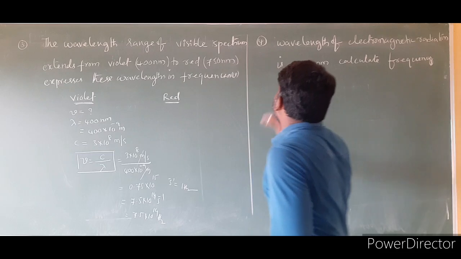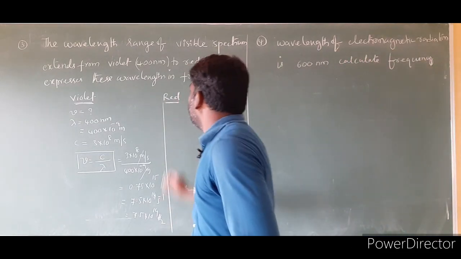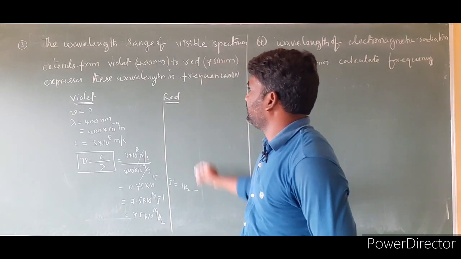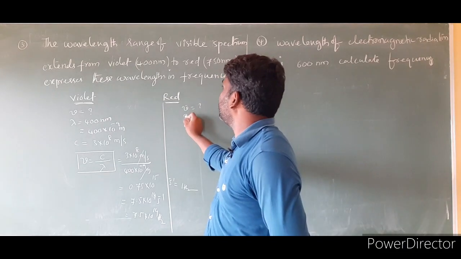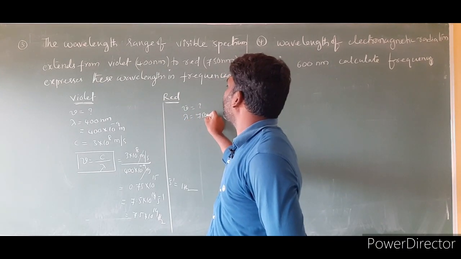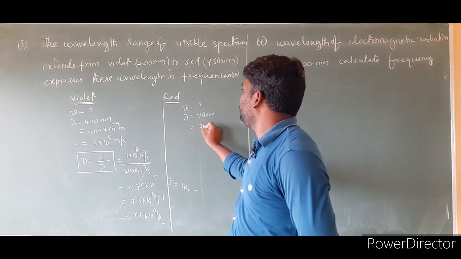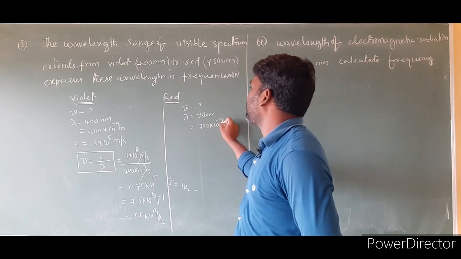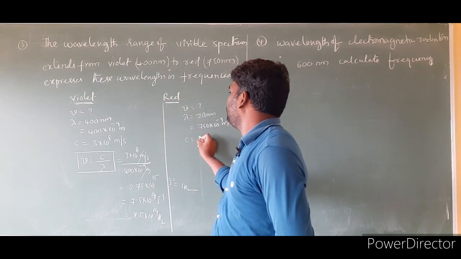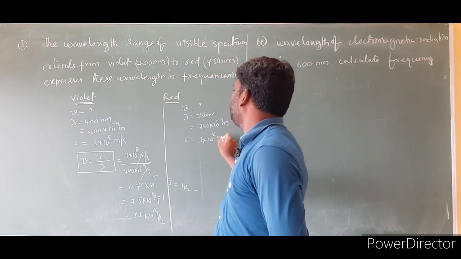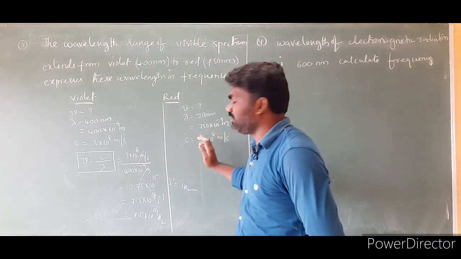Coming to this problem, wavelength of electromagnetic radiation. We have to calculate for the red case. Here nu bar is equal to question mark, then lambda is given as 750 nanometers. Convert it into meters: 750 into 1 nanometer is equal to 10 power minus 9 meters. Then C is equal to 3 into 10 to the power of 8 meter per second. Substitute all the values in the given formula.